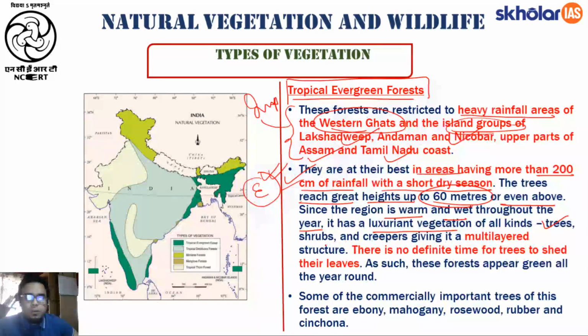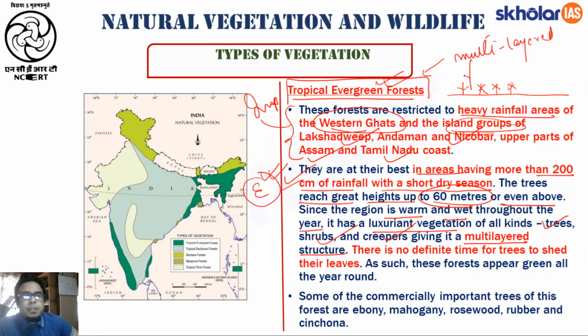We find the trees, we find shrubs, we find creepers, giving it a multi-layered structure. Very important. One of the distinct characteristics of a tropical evergreen forest is that it is multi-layered, meaning at the base we will have presence of what? At the base we will have presence of shrubs. Then above the shrubs we will have trees, and above the trees we will have big trees, meaning it looks like a multi-layered structure. So this multi-layered structure is a distinct feature of your tropical evergreen forest. Always keep this in mind.